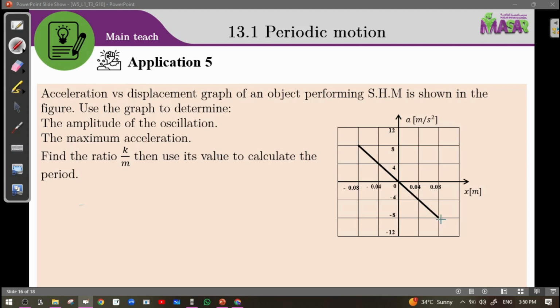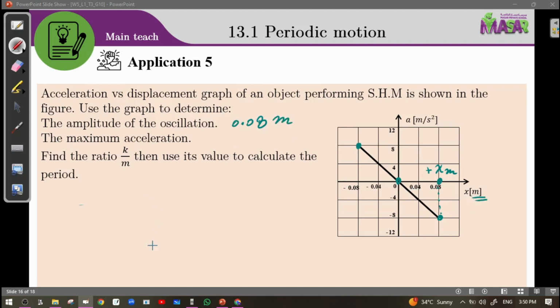We know that the extreme points here represent the X max and A max. By projecting this point along the horizontal, we can find the plus X max. The distance between the O and the plus X max represents what? The amplitude. So the amplitude here in this case is 0.08 and the given unit is meters, so the answer would be in meters.